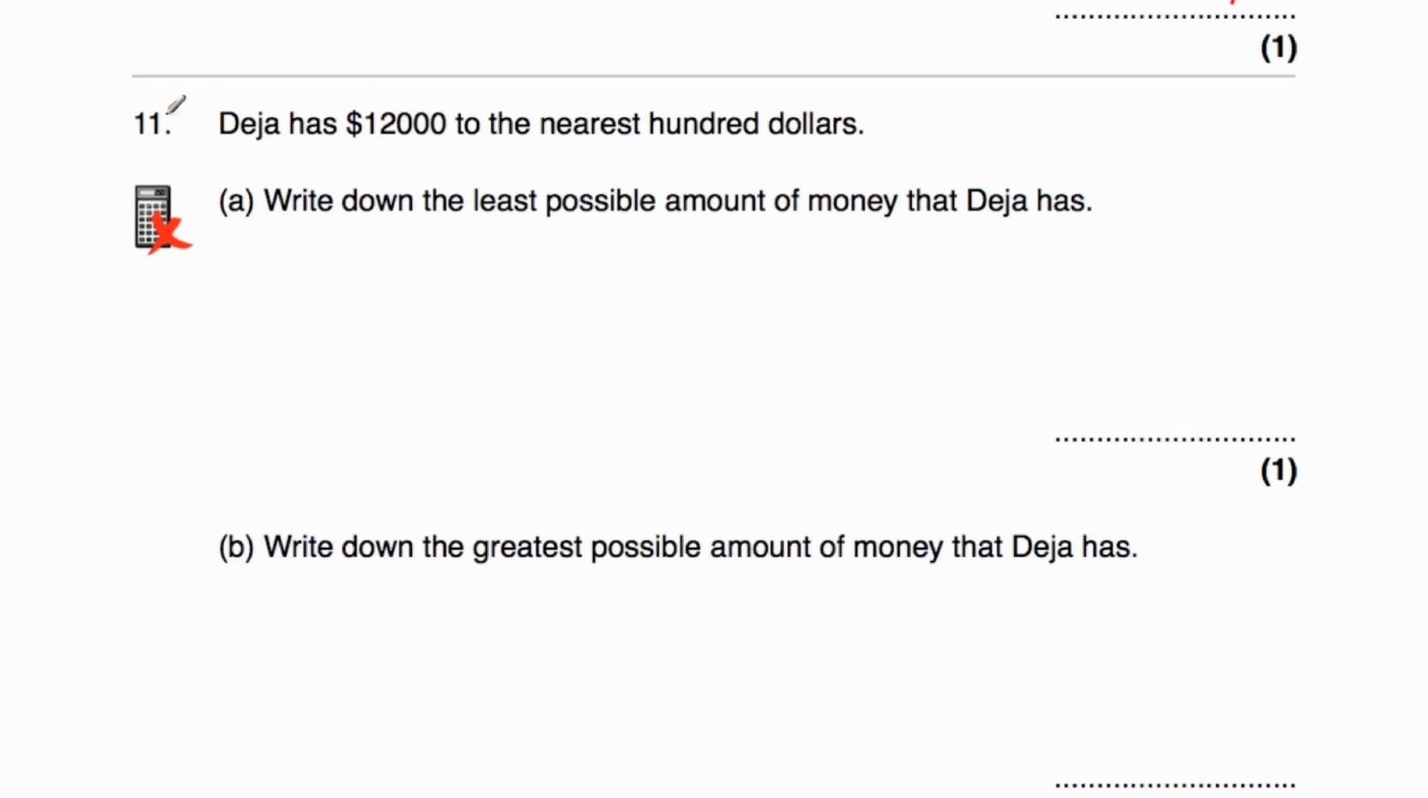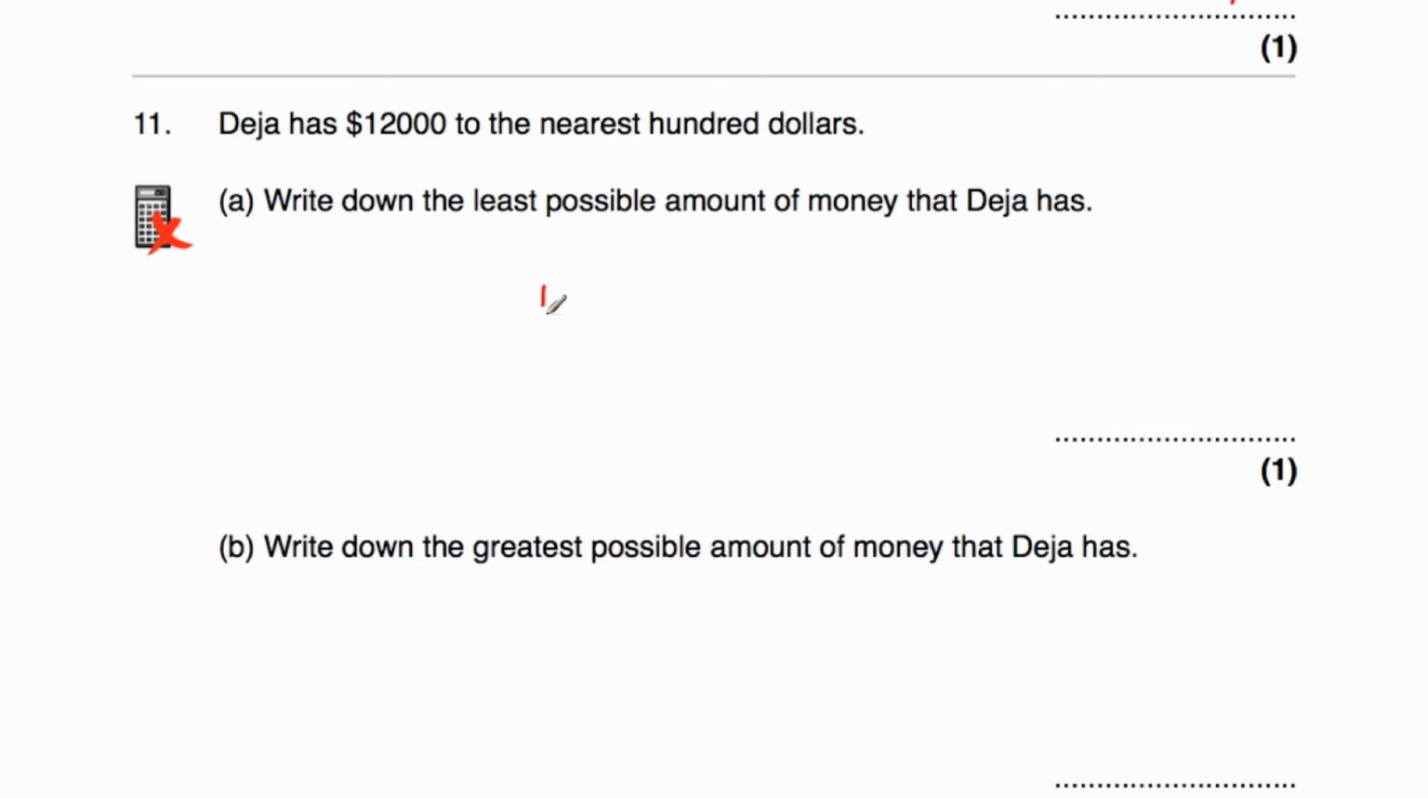Okay, question number 11. So question number 11 says Deja has $12,000 to the nearest $100. And part A says write down the least or the lowest possible amount of money that Deja could have. So it's been rounded to give us $12,000 to the nearest $100. So the $100 below that would be $11,900. So we want to find the number that would round up to be $12,000 but not down to be $11,900.